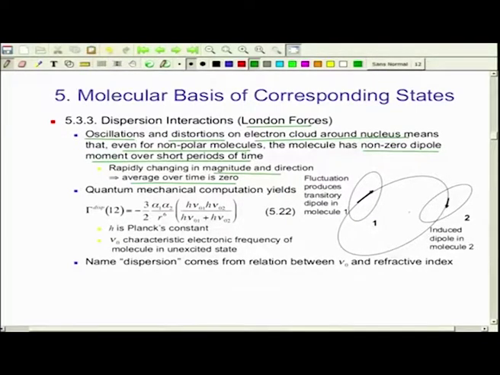Okay, so what is the expression for this London dispersion term, or dispersion interaction? It depends on the polarizability of molecule 1 and molecule 2, which is obvious, because you are creating a dipole moment for a non-polar molecule. It also depends on Planck's constant and the characteristic electronic frequency of the molecule in the unexcited state. This is the energy to take out from the ground state for individual molecules.